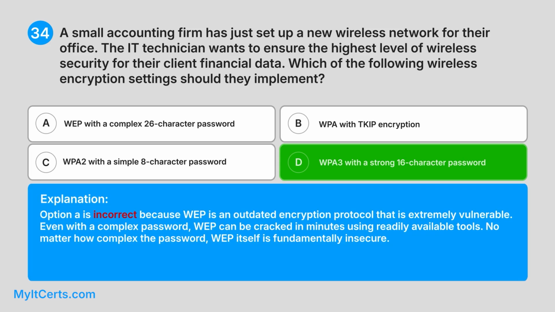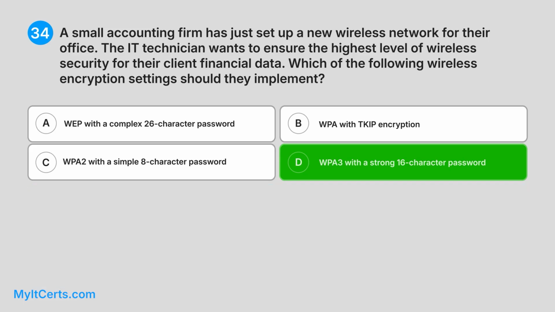Option A, WEP with a complex 26-character password, is incorrect because WEP is an outdated encryption protocol that is extremely vulnerable. Even with a complex password, WEP can be cracked in minutes using readily available tools. No matter how complex the password, WEP itself is fundamentally insecure.